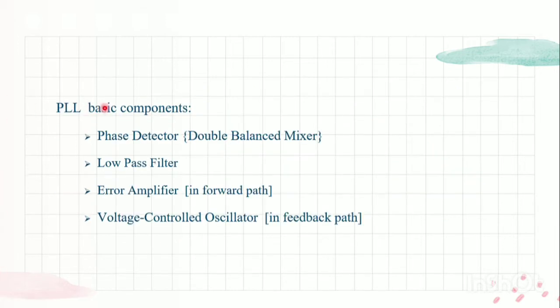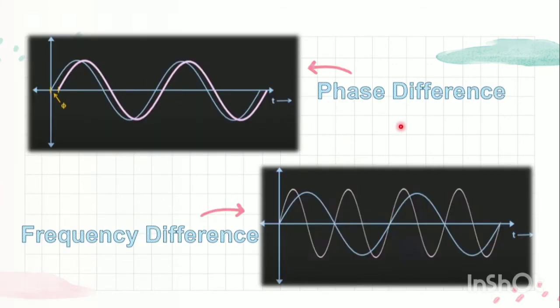Basically, a PLL consists of a phase detector, that is a double balanced mixer, a low pass filter, an error amplifier in the forward path, and a voltage controlled oscillator in the feedback path. Okay, before going into the working conditions, we'll see what is meant by phase difference and frequency difference.